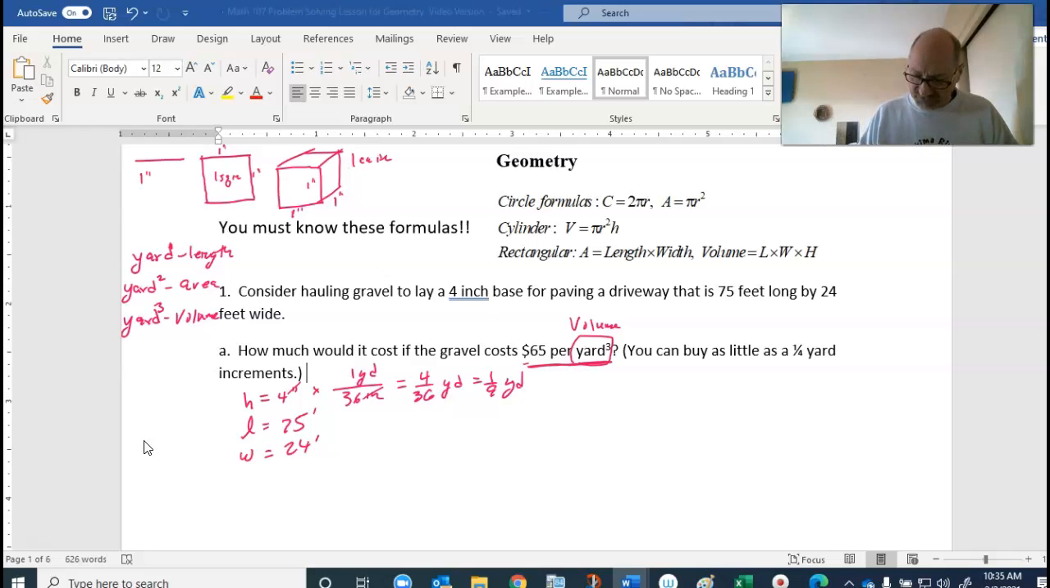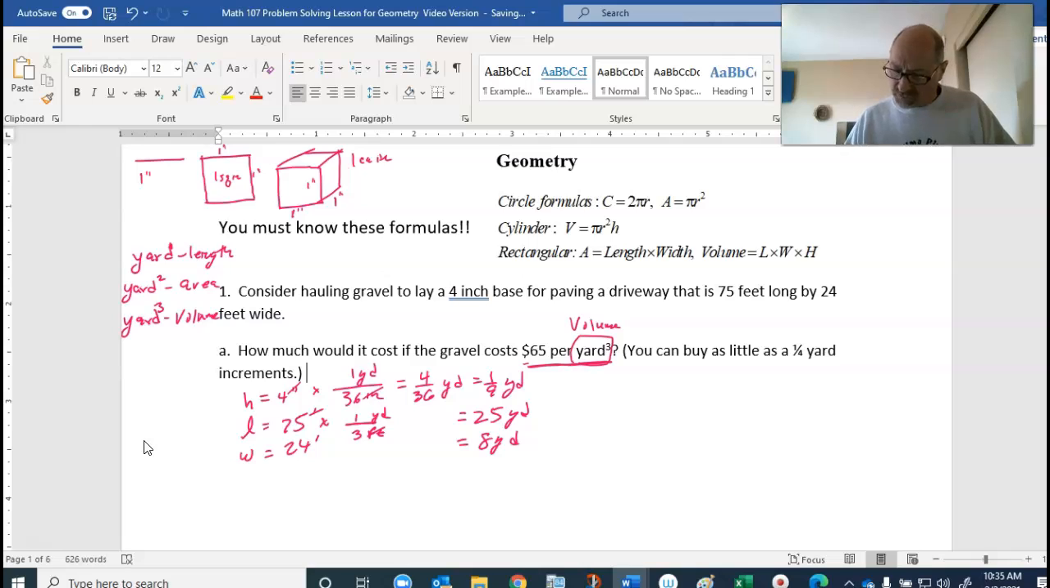And 75 feet, to convert feet to yards, we have to have feet in the denominator and yards in the numerator. There are 3 feet in 1 yard, so our feet will reduce out. We get 75 over 3, which is 25 yards. The same thing for 24 feet: you divide that by 3 also, and that will be 8 yards.